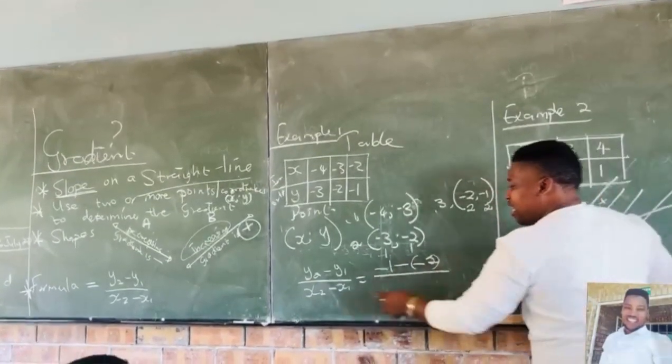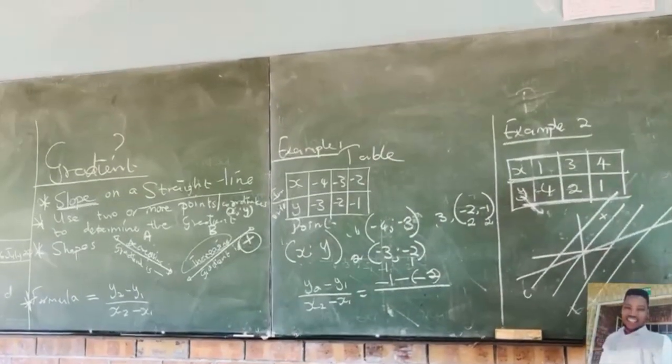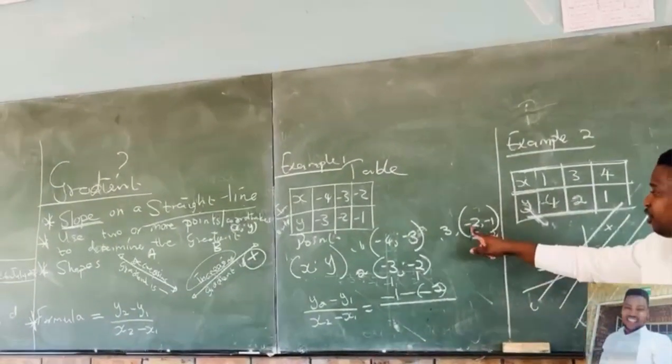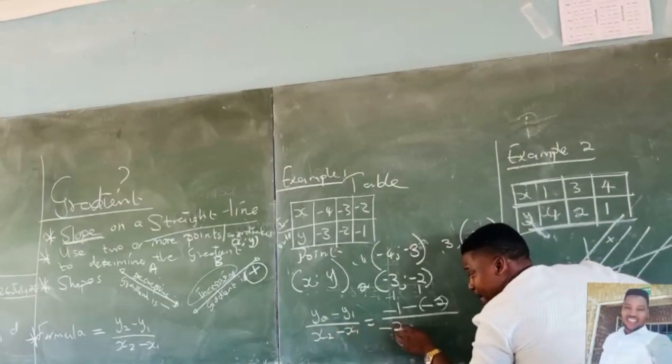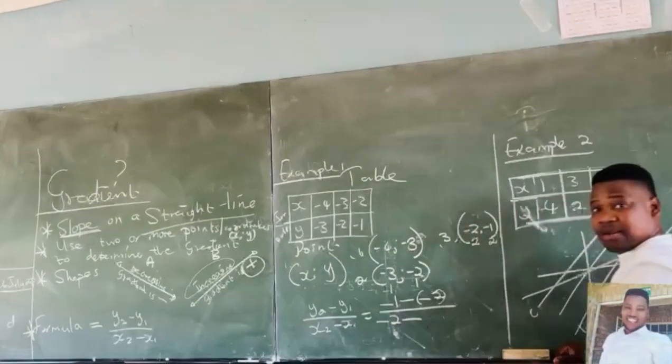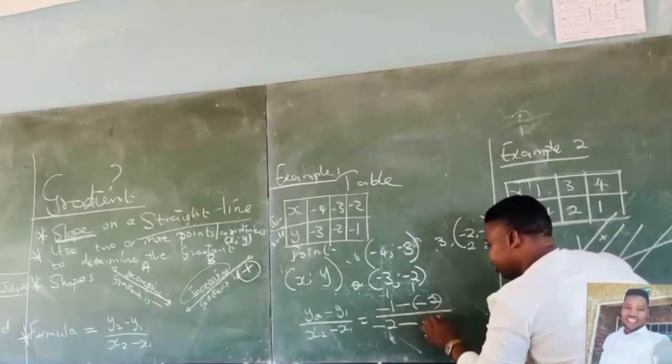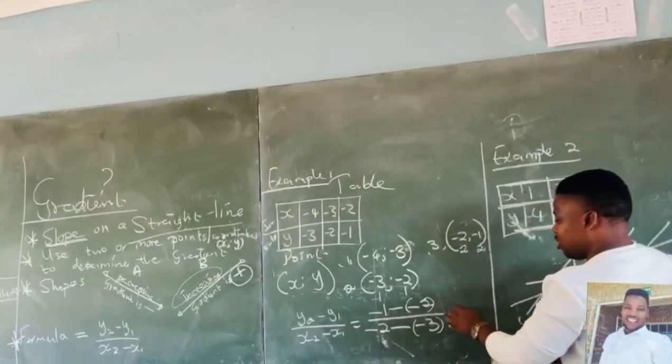Then divide by. Let's go. X number 2 is negative 2, right? Then you put negative 2, then there's negative in between again. Minus, then x number 1? Negative 3. Then others will put the brackets like this one again.